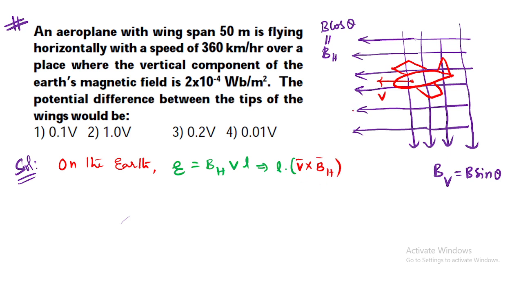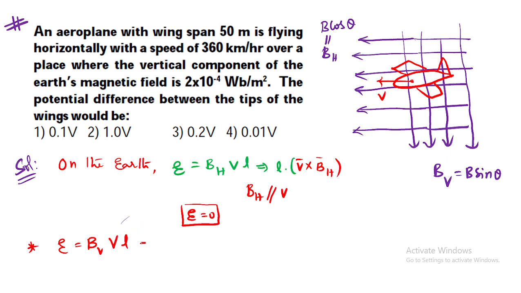Now they are parallel, right? Here BH and V are parallel. So BH and V being parallel, it will not generate any EMF. So EMF will be, what is it here? 0. Yes or no? What about the vertical component? Vertical component, EMF is equal to B vertical component into V into L. Yes or no?